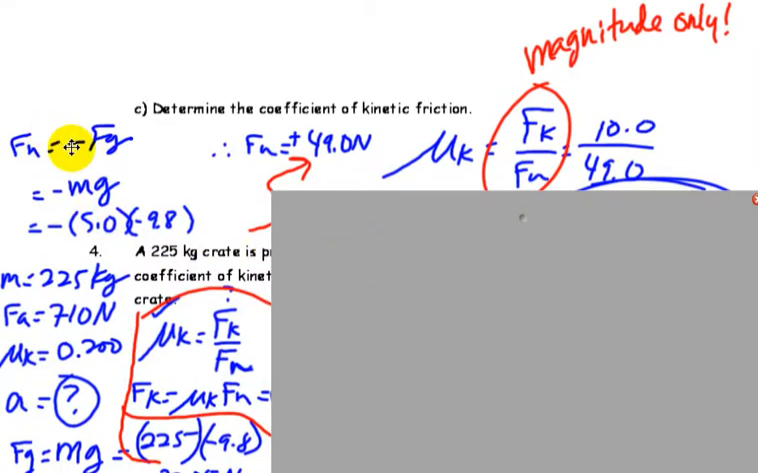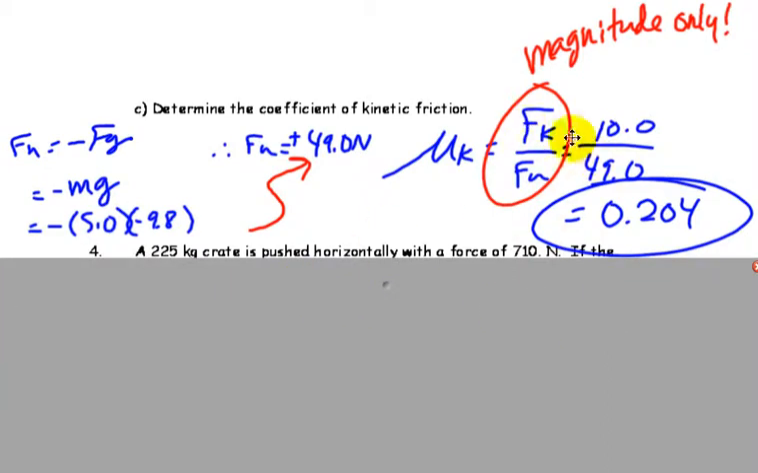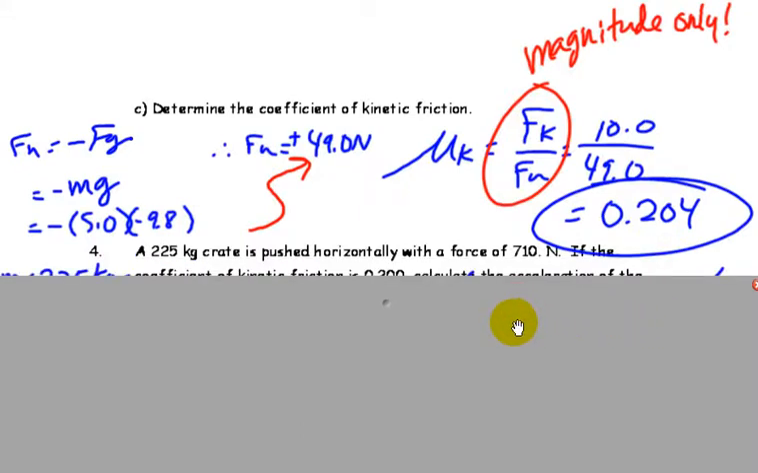Or what I did here, if you notice, I just simply put, since I know Fg is m times g, Fn is equal to the opposite of that, so negative, negative, and you'll get your answer right off the bat. Or you can figure out what Fg is and apply a negative to it to turn it into a positive. So 49 newtons we get for there, and so kinetic friction from the previous page is 10. Remember, you include the negative with this equation. Fn is 49, so we get 0.204 as our coefficient of kinetic friction.